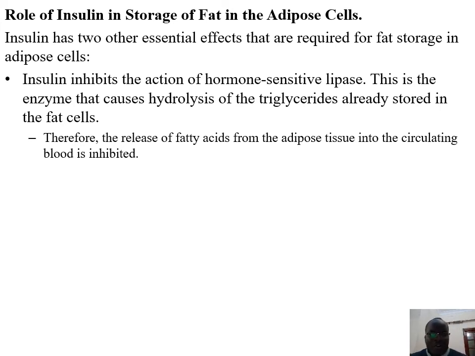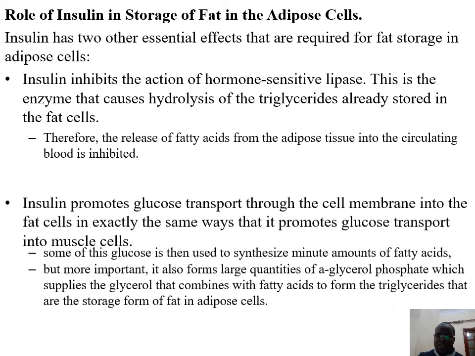What is the role of insulin in storage of fat in adipose cells? It's basically the same information here. I don't know if there's anything new. Insulin has two other essential effects that are required for fat storage in adipose cells. Insulin inhibits the action of hormone-sensitive lipase. This is the enzyme that causes hydrolysis of triglycerides already stored in the fat cells. So it's going to inhibit the utilization of fat within the adipose tissue. Therefore, the release of fatty acids from the adipose tissue into the circulating blood is inhibited.